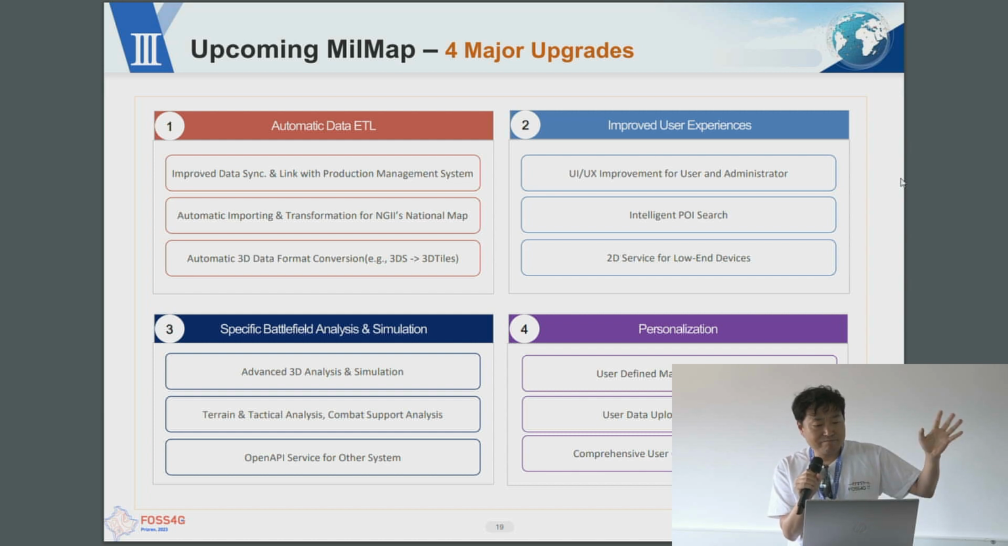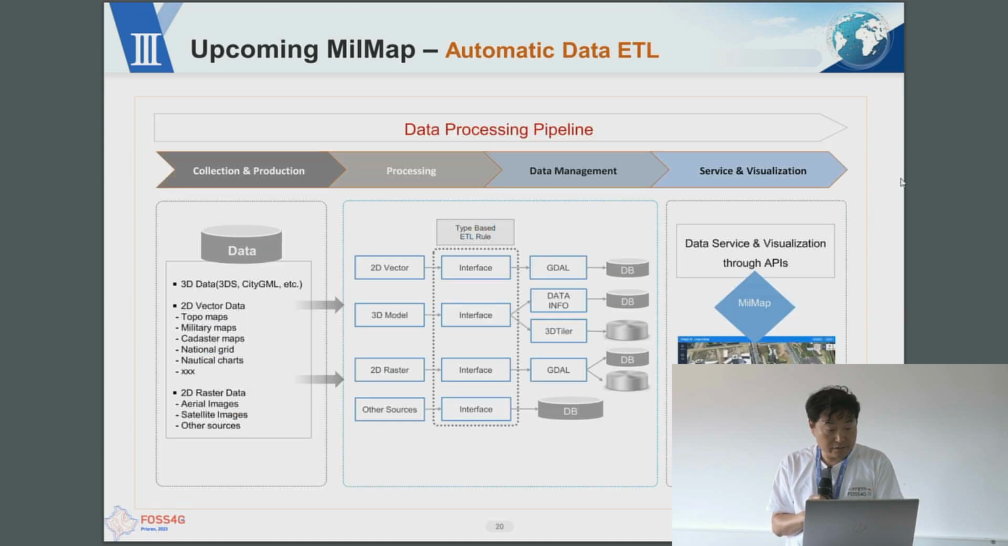Also, DJI's CRS is different from the National Geographic Information Institute's CRS as well. So we need to convert the style, and we need to convert the coordinate system. So we have to automate many things like this. Also, improve the user experience as well, with intelligent POI search and other things. I'll talk about this in detail on the next slide.